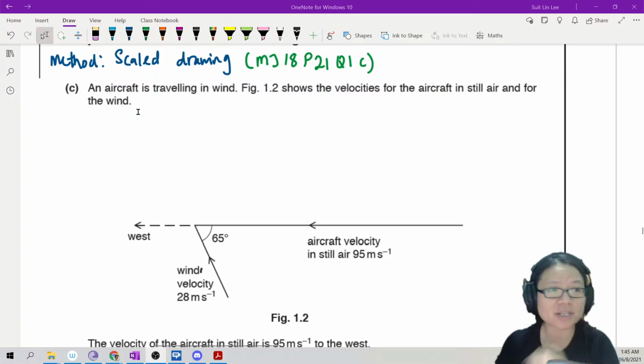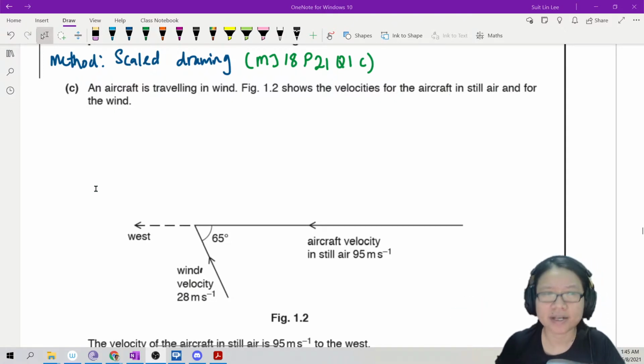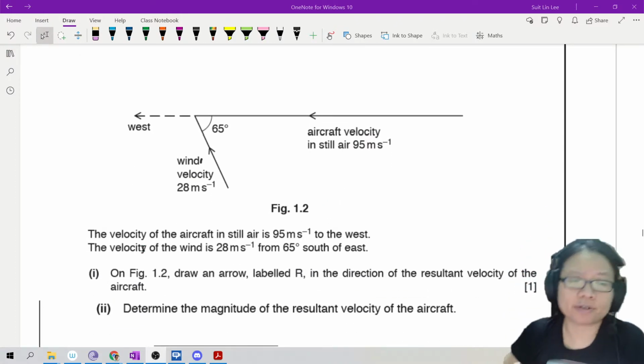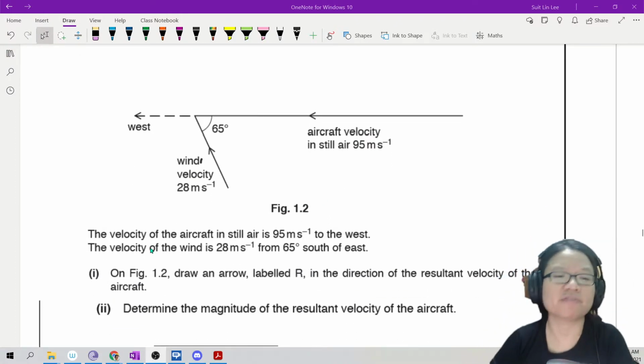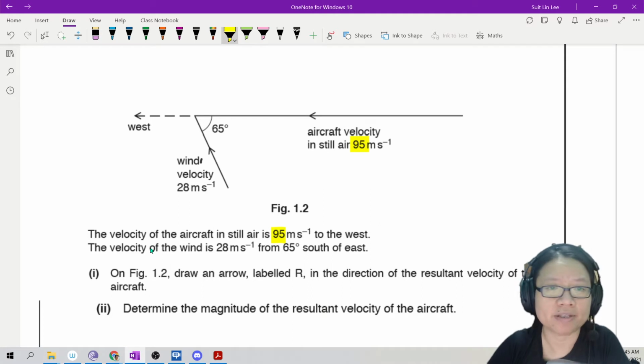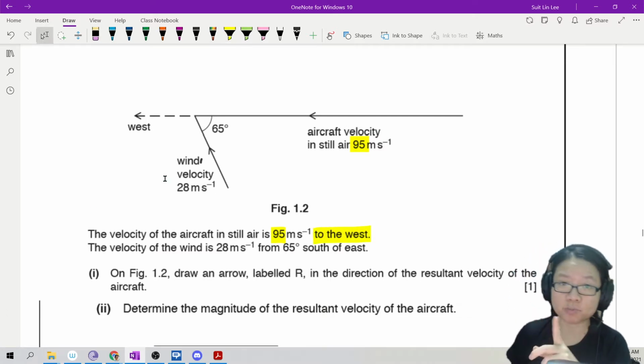Okay, so right now, this aircraft is just flying. This one is in still air. So if you read the question, it says here that the velocity of the aircraft in still air is 95 meters per second. So this is 95, right? And you are going to look at this side. It says that it is headed to the west. So this aircraft is pointing to the west.